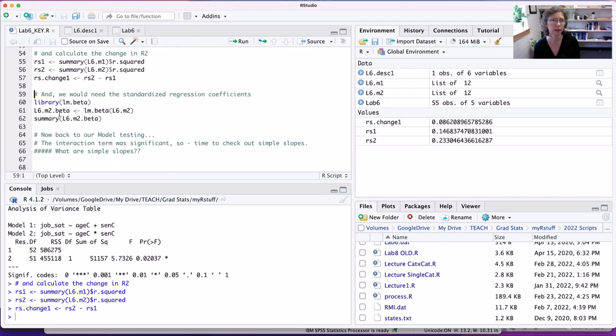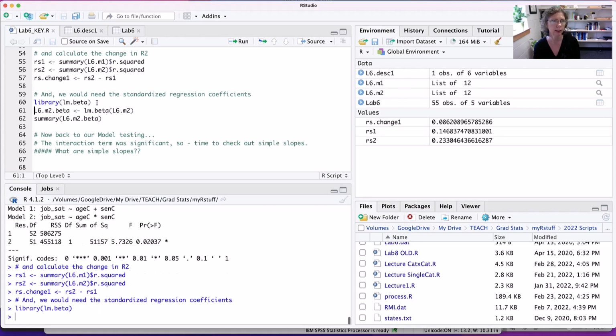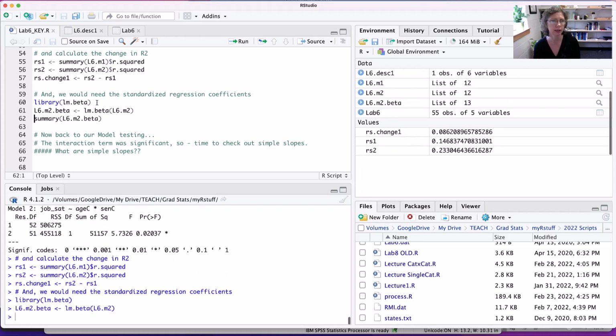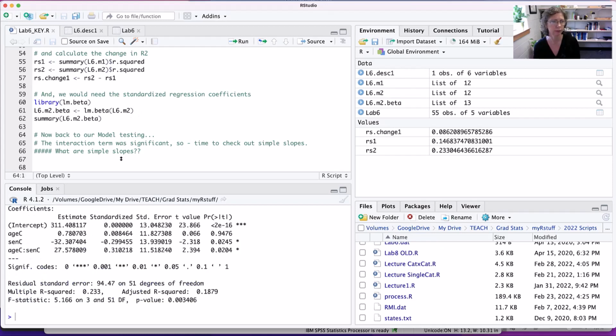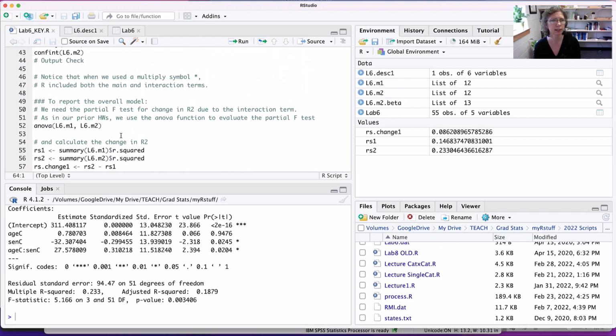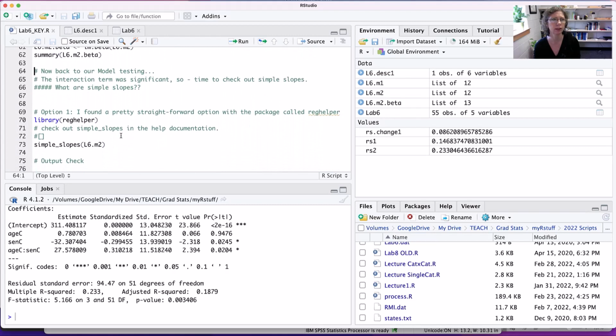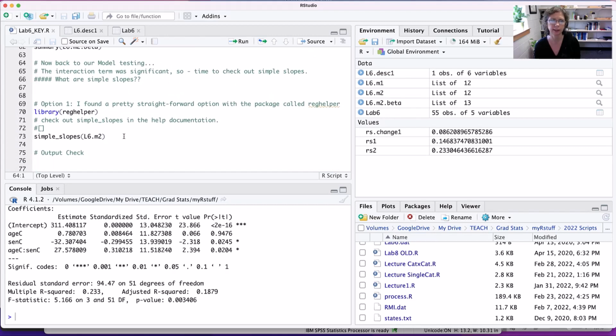And for that final model, I'm also going to need my standardized regression coefficients. So I can go ahead and get those and have those as an item in my environment using the function from lm.beta. I can get a look at them too, the standardized coefficients for each term, because I'll need that beta value when I'm reporting the overall model. Okay, I think that's all the little tidbits I still needed for the overall model. Now let's go back to our model testing.